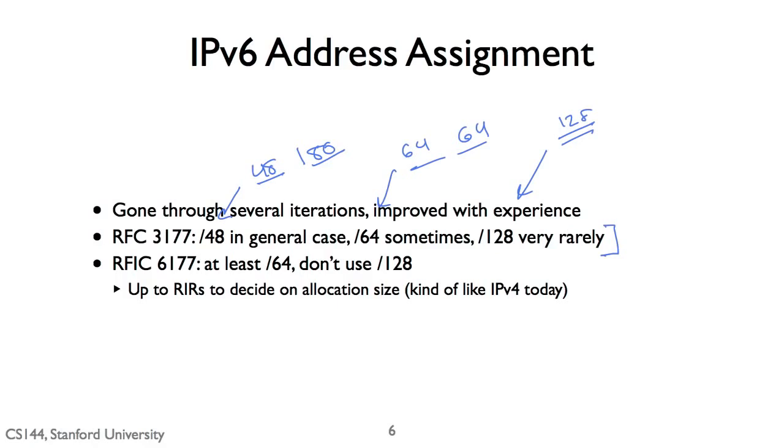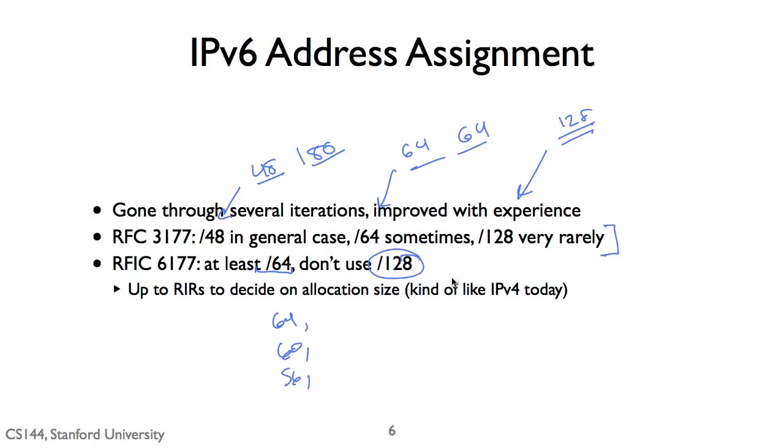RFC 6177, after many years of experience, said, this isn't a great idea. So you want to give out at least /64s. You do not want to be giving out 128. So give out 64s, or maybe 60s even, or 56s, as needed. The observation is that 48 is a lot, much more than almost anyone needs. And there are lots of cases where people needed more than a /64, and so you can allocate it.